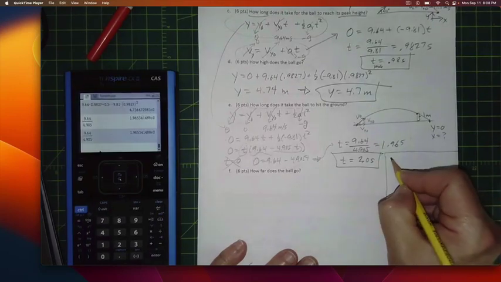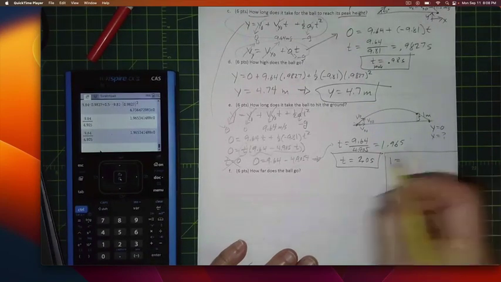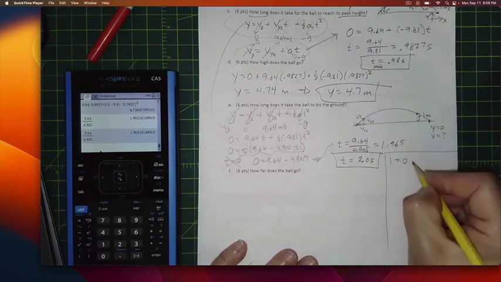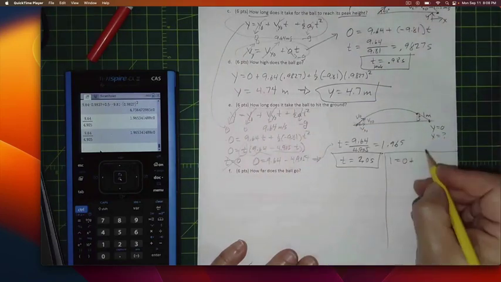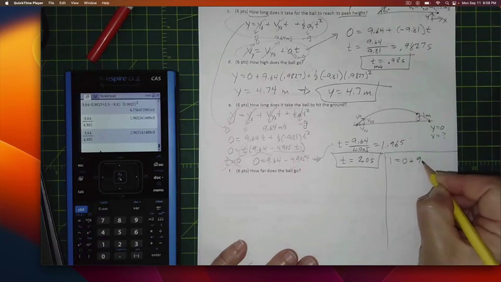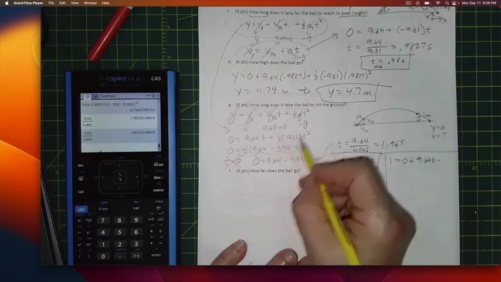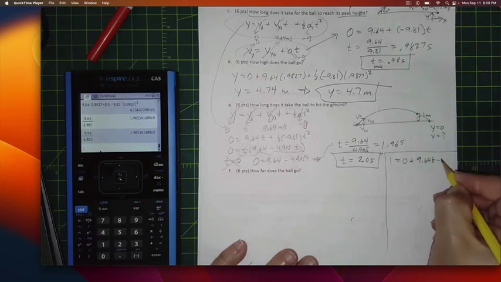So we would have y equal to 1 now, equals y naught, which we can still say is 0, plus vy naught t, 9.64 t, and then minus 1/2 g t squared, so minus 4.905 t squared.